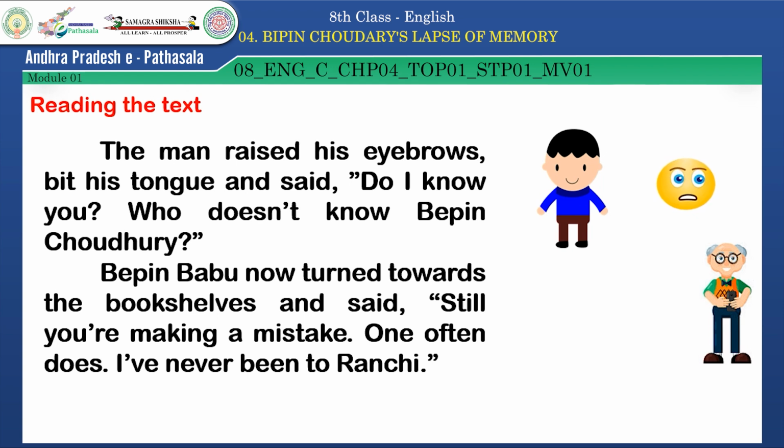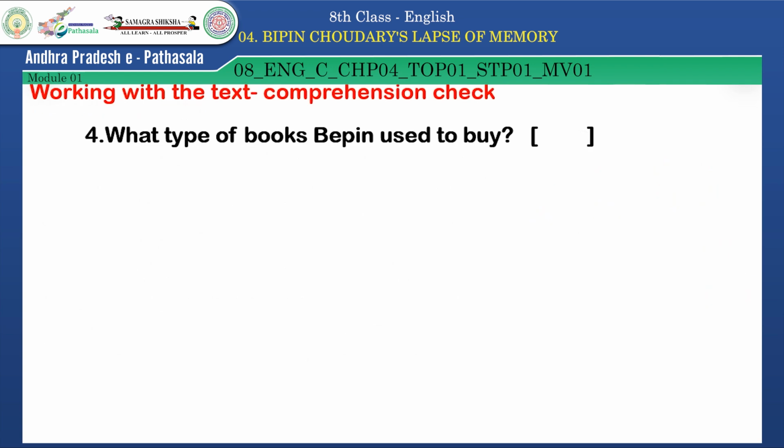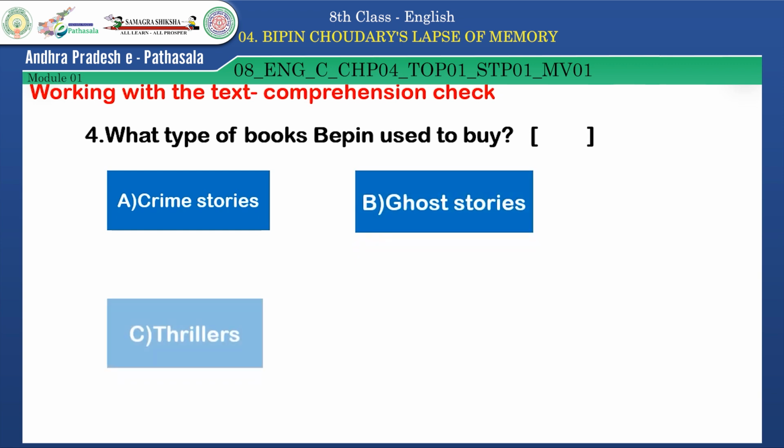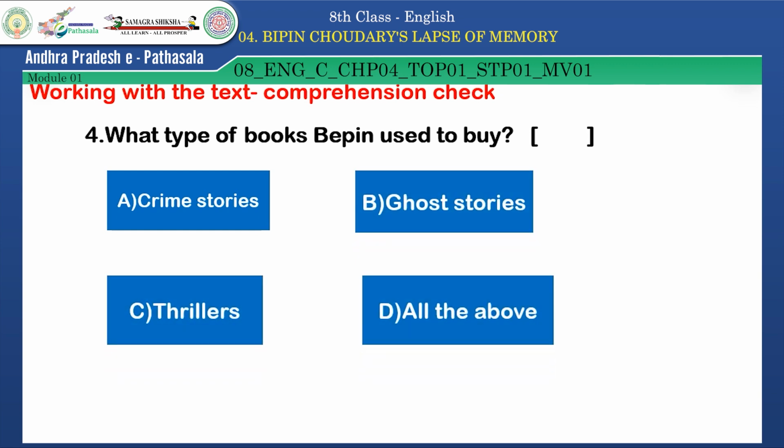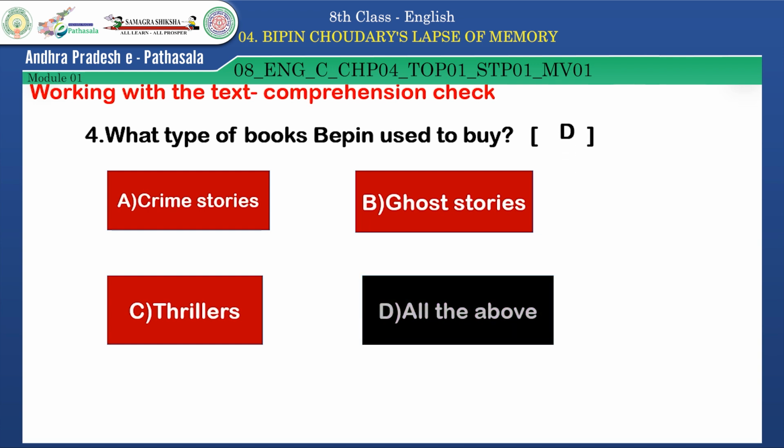Okay? Now comprehension check. What type of books Bipin used to buy? Crime stories, ghost stories, thrillers, the above. What's the answer? Yes, crime stories. Oh, ghost stories also. Thrillers also. Then what is the answer? All the above. So we need to go for option D. Very good.